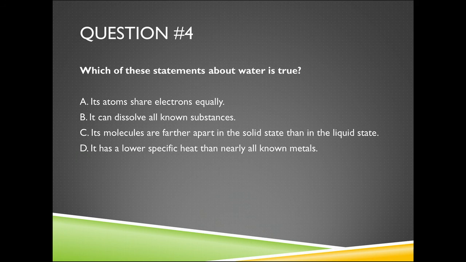And let's look at our last question. Question number 4. It states, which of these statements about water is true? Let's just go through each one of them and see what we find out. A says its atoms share electrons equally. Bonds that share electrons equally are the covalent bonds, which water is to an extent, but it's actually a polar covalent bond. Polar covalent bonds do not share the electrons equally, and that's why it has unequal attractions on the two sides of the water molecule. So A would be incorrect.